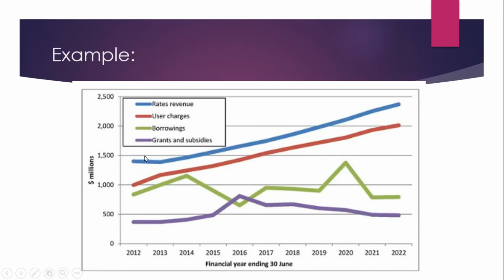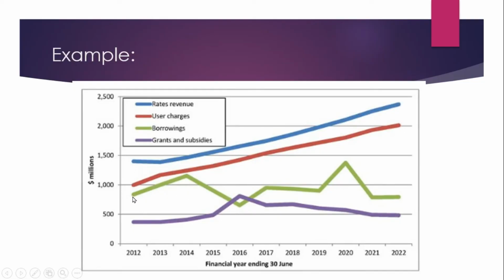So let's have a look at this and decide what our trends are. The blue line here is rates of revenue. It's irrelevant what they're talking about, we're just going to talk about the trends. So we're going to look at the start of the period, and the end of the period. We can see very clearly that rates of revenue increased, so we can say it had an upward trend. And user charges, equally, had an upward trend, it's very clear it did.